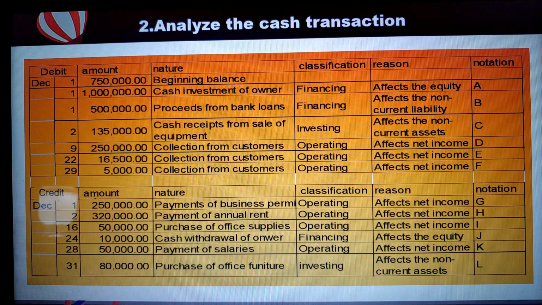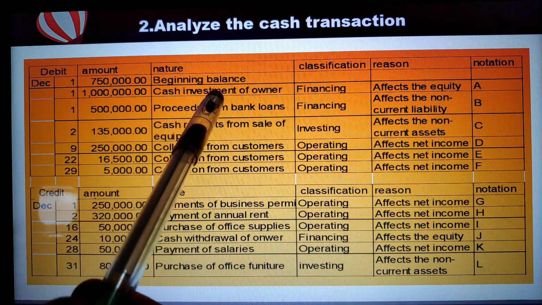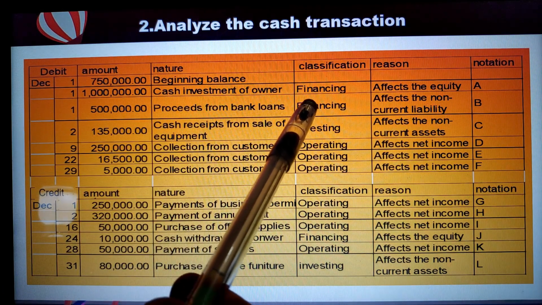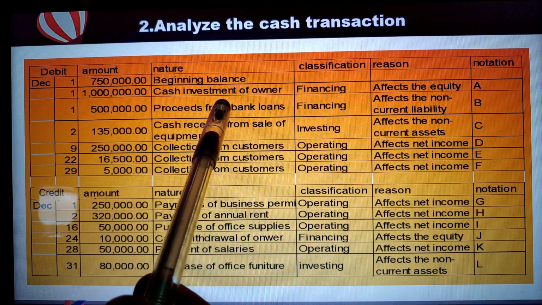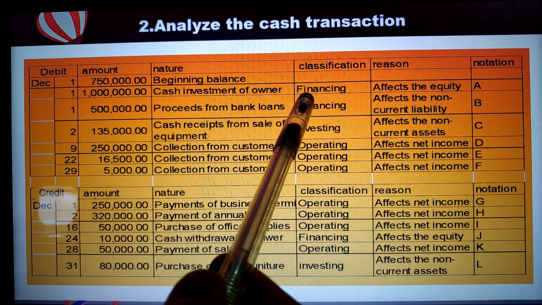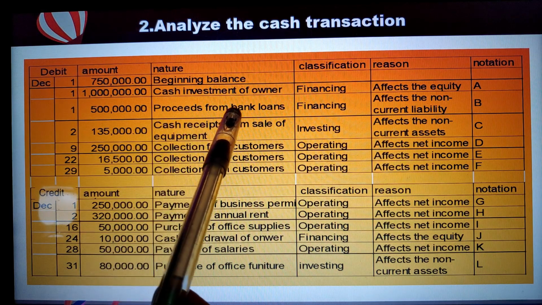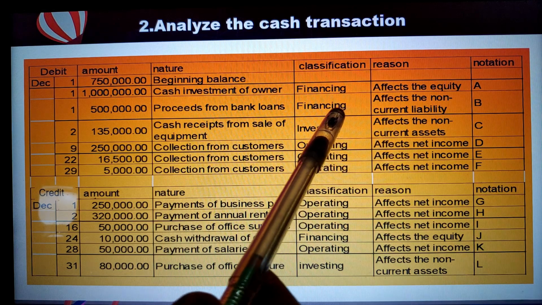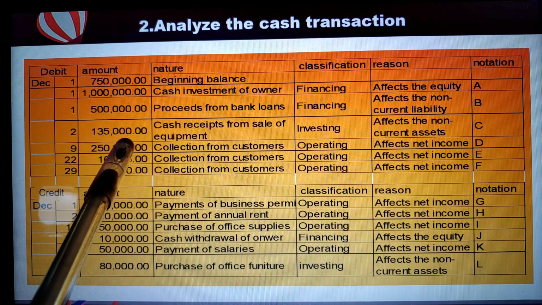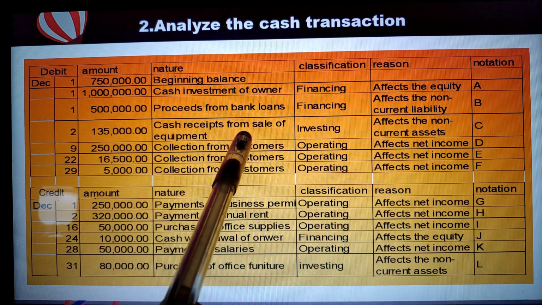The next in our transaction analysis is the 1 million pesos, which is the cash investment of owner. So it is financing, it affects the equity. You understand that a cash investment by the owner falls under financing. Next is the 500,000 proceeds from bank loans, another financing, which affects the non-current liabilities. And then December 2, the 135 is cash receipts from sale of equipment.